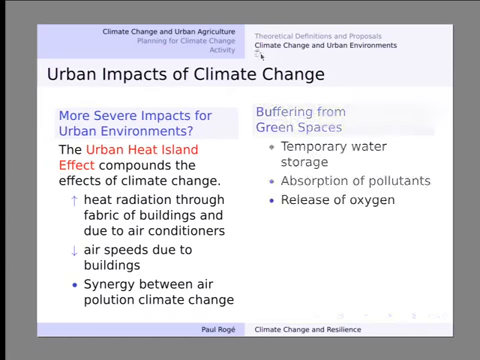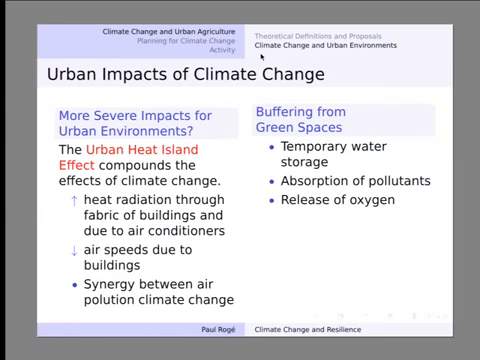So what do they propose to do about it? Well, they're calling for green spaces, which I would use to encompass urban agriculture within this idea of increasing green spaces, right? So the advantage of having open or green spaces is that you have temporary water storage, so if there's a flood, there's somewhere for the water to go. It's not going to have as much of an impact.